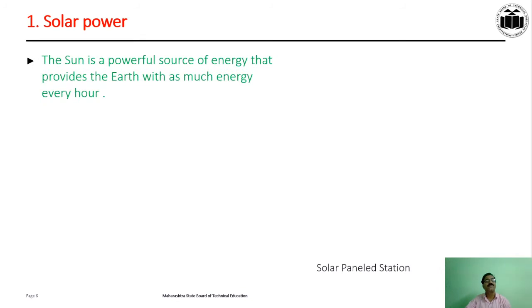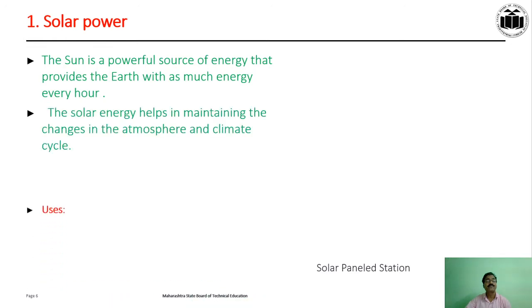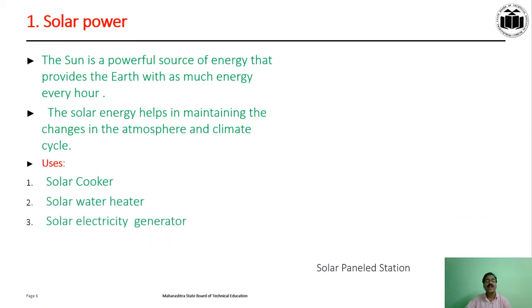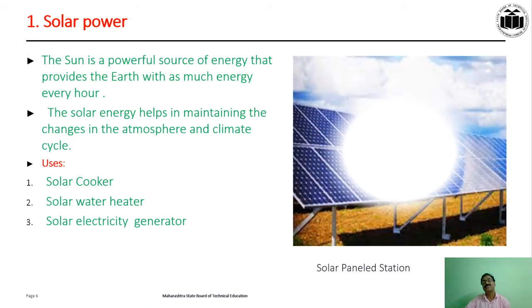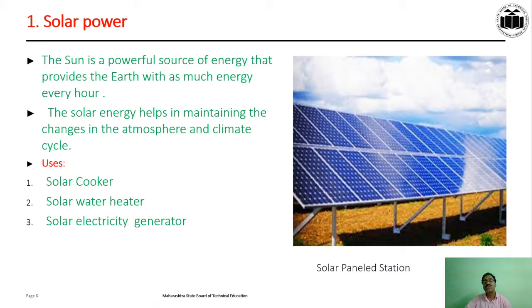Solar power. The sun is a powerful source of energy that provides the earth with as much energy every hour. The solar energy helps in maintaining the changes in the atmosphere and climate cycle. What are the uses of solar power? Solar cooker, solar water heater, solar electricity generator. This figure shows a solar panel station at the terrace.